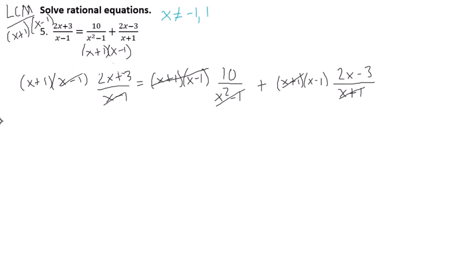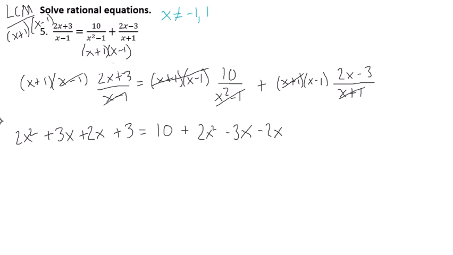All right, so x times 2x is 2x squared. X times 3 is 3x. 1 times 2x is 2x. And 1 times 3 is 3. Over here, we just have a 10. And over here, x times 2x, 2x squared. X times negative 3 is negative 3x. Negative 1 times 2x is negative 2x. And negative 1 times negative 3 is a positive 3.